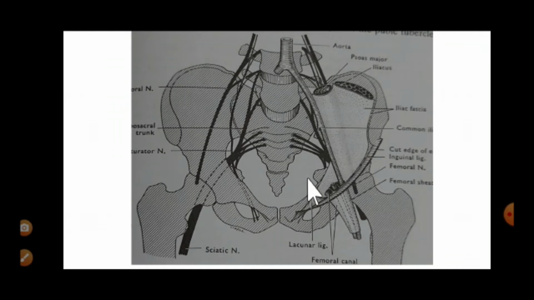So fascia iliaca posteriorly and fascia transversalis anteriorly, they are coming together at this point, that is deep to the inguinal ligament. So through this it will form a sheath which is called the femoral sheath. The two fascia, the anterior and the posterior layer: the anterior layer will be the fascia transversalis and the posterior layer will be the fascia iliaca. So that will form a funnel shaped femoral sheath here through which the vessels will be passing.